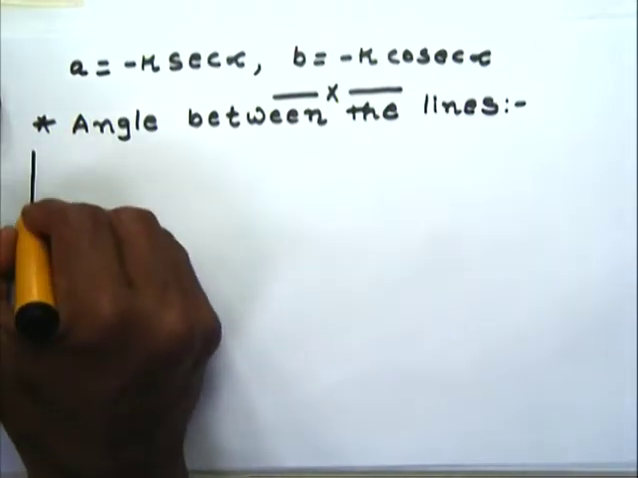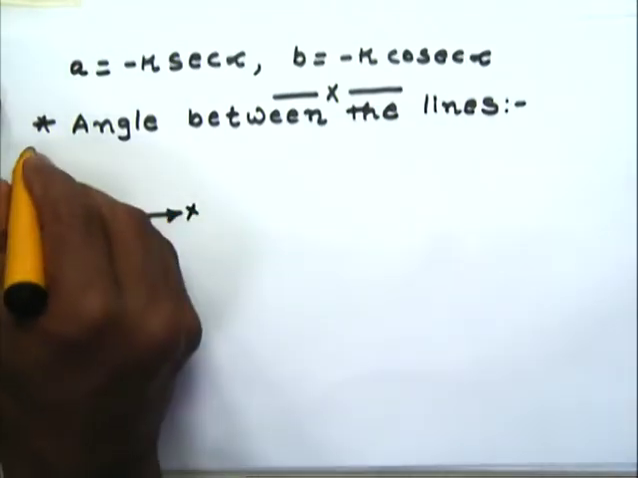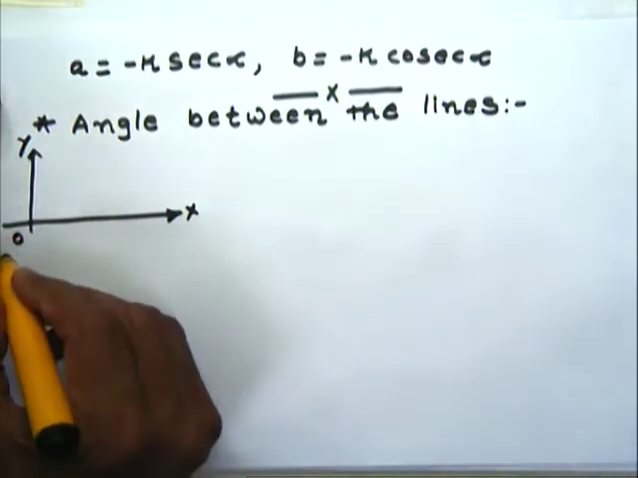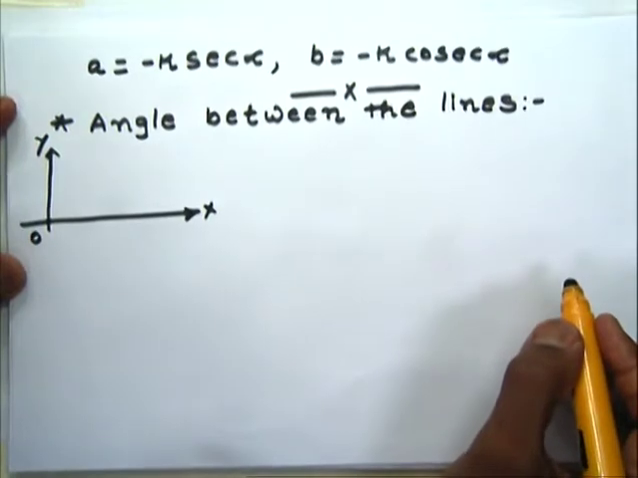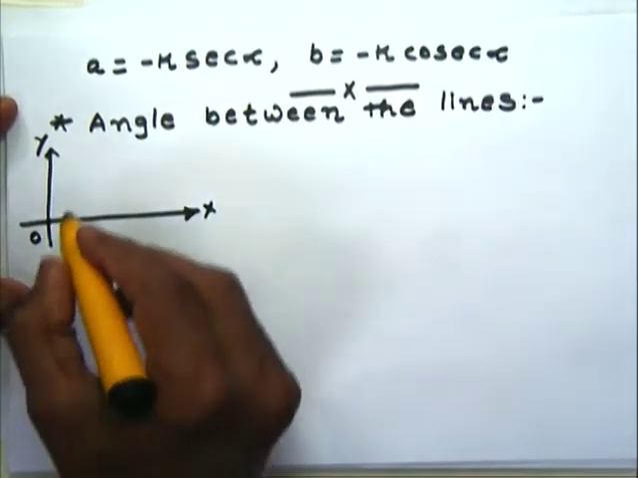So I take the axis, the intersection of the lines as under, like this.